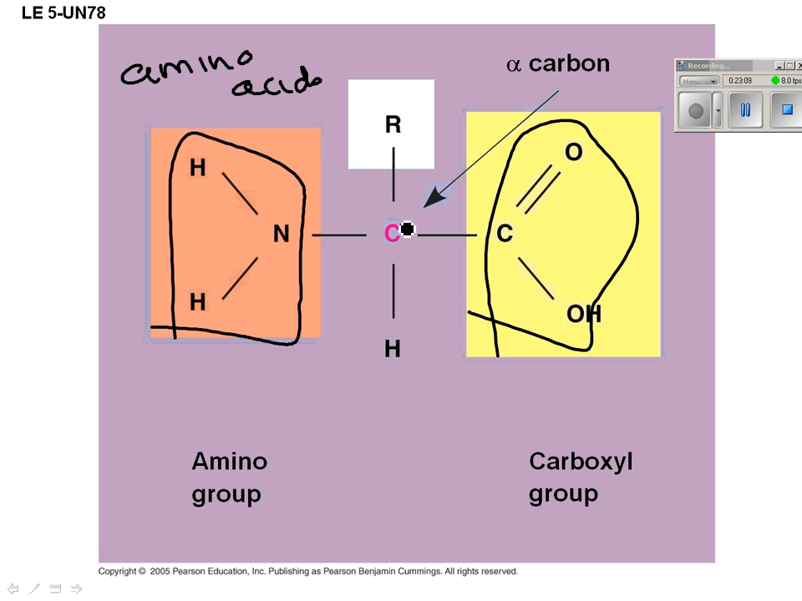In the middle, always, is the alpha carbon. It's got four covalent bonds: a hydrogen, and the variable R group. The only difference between any of the 20 amino acids is this part here. Otherwise, they're all exactly the same.